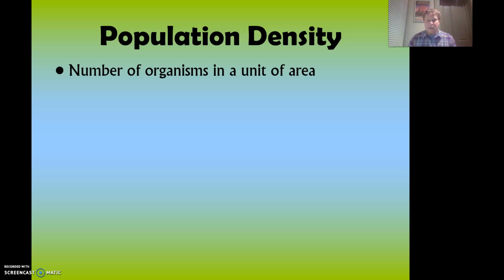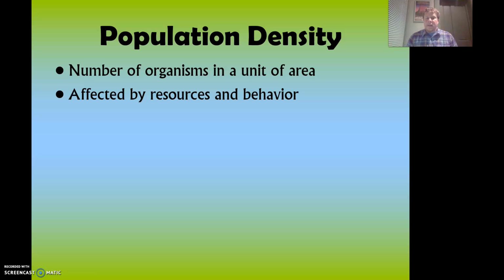So a population density is a number of organisms in one area. It could be the number of trees in an acre. It could be the number of rabbits per square mile. It's the number of organisms in one particular area that you decide.